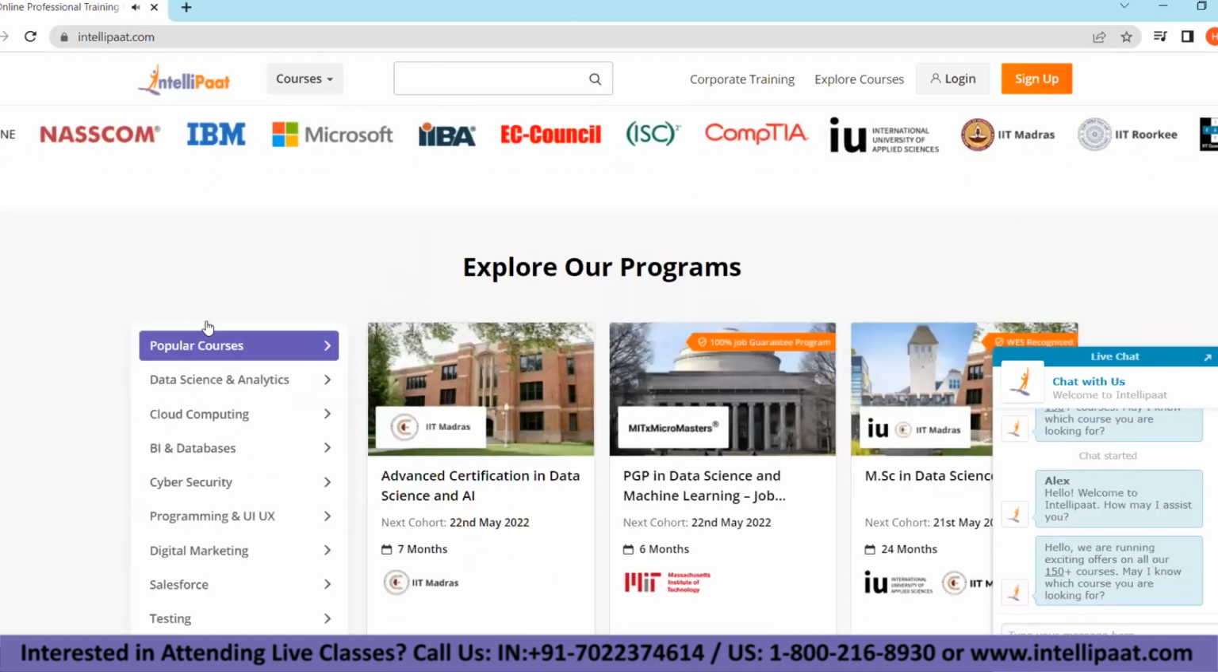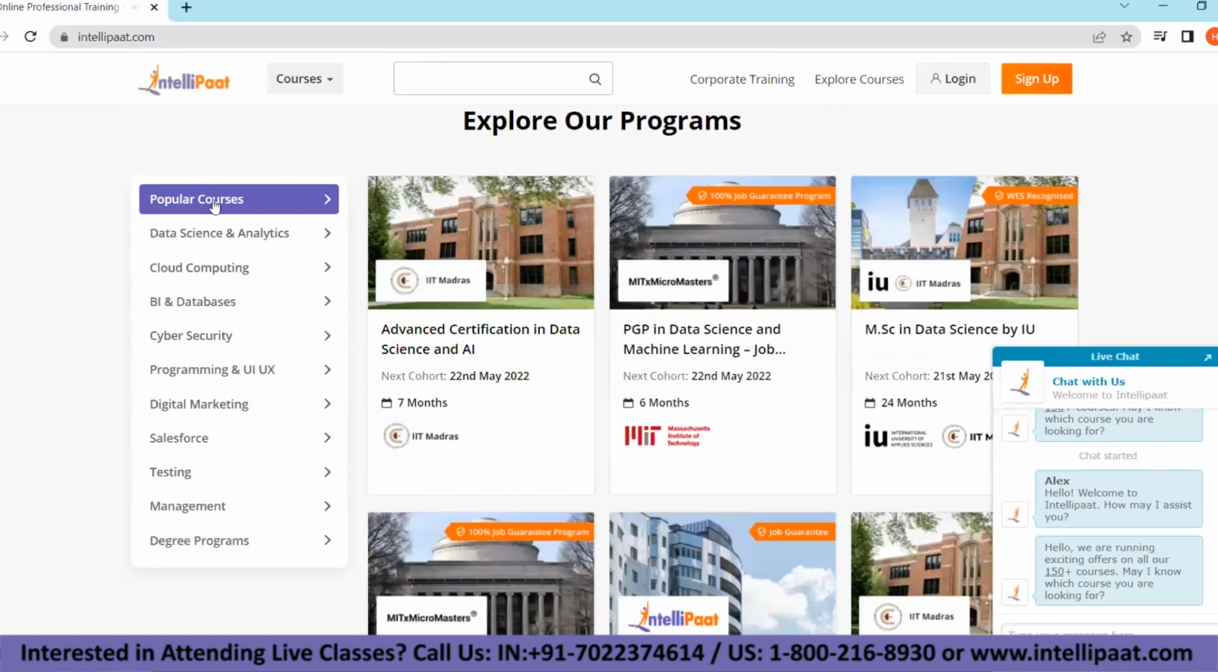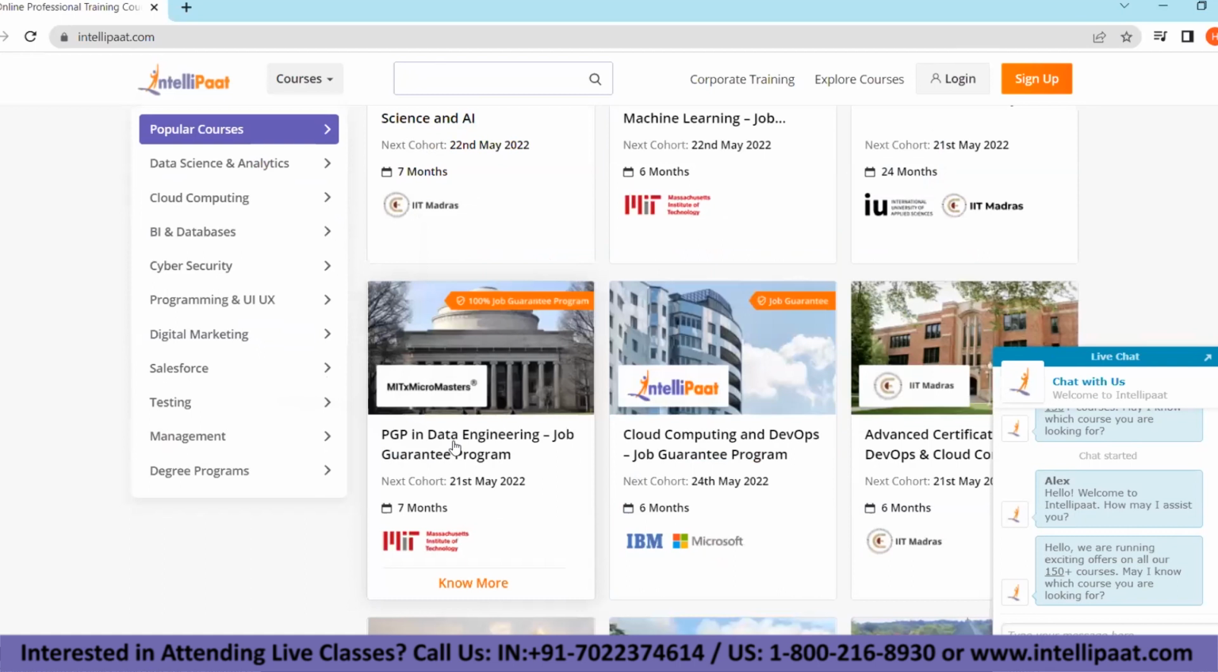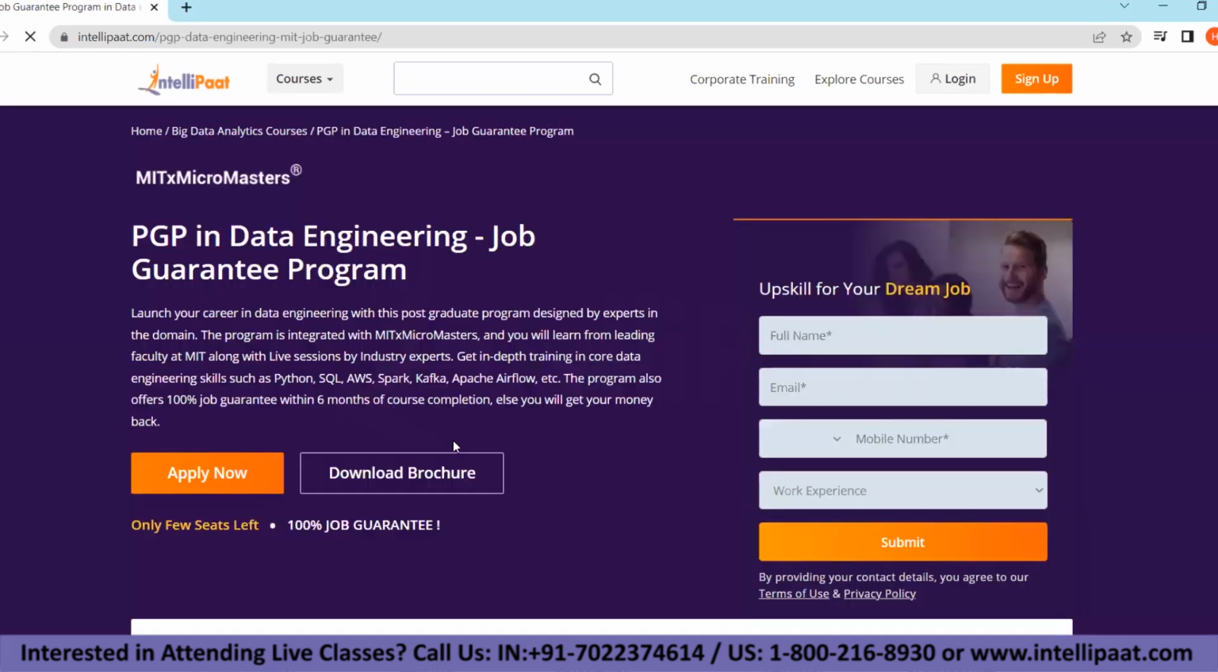So when we see, there are a lot of sections available here. When we click on popular courses, the second row, first course is what we are talking about right now, PGP in data engineering job guarantee program. We click on this course. All right, we talk about this course in tie-up with MITx MicroMasters.